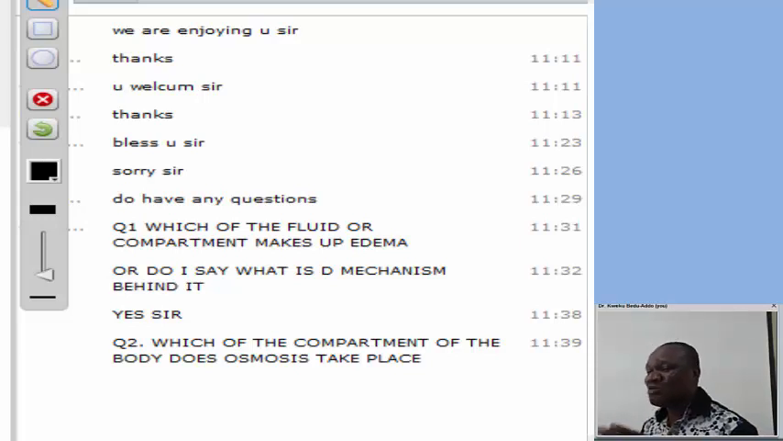Now another question has been posted: in which of the compartments of the body does osmosis take place? Right. We'll be dealing with osmosis, and we'll talk about osmosis. In the meantime, let's go on with our body fluids. Now, if you take the red blood cell, for instance, it has a membrane, right? And the membrane will allow passage of substances. I'm just answering the osmosis questions.